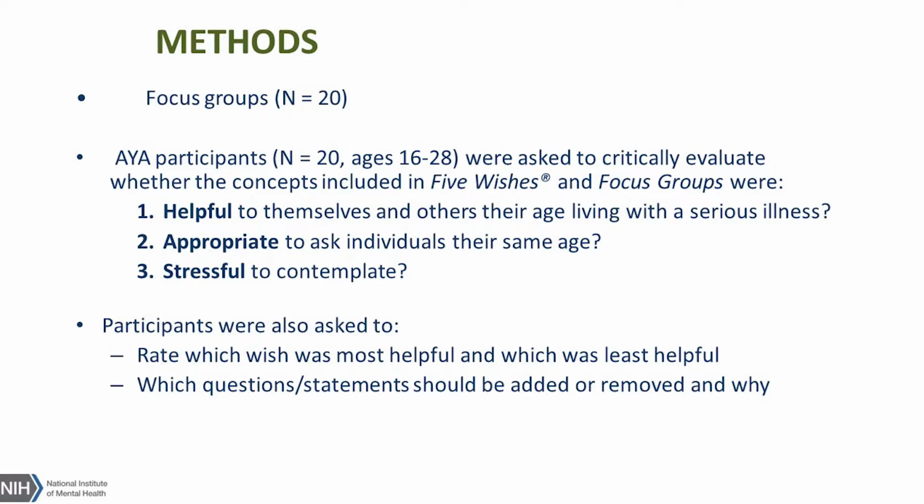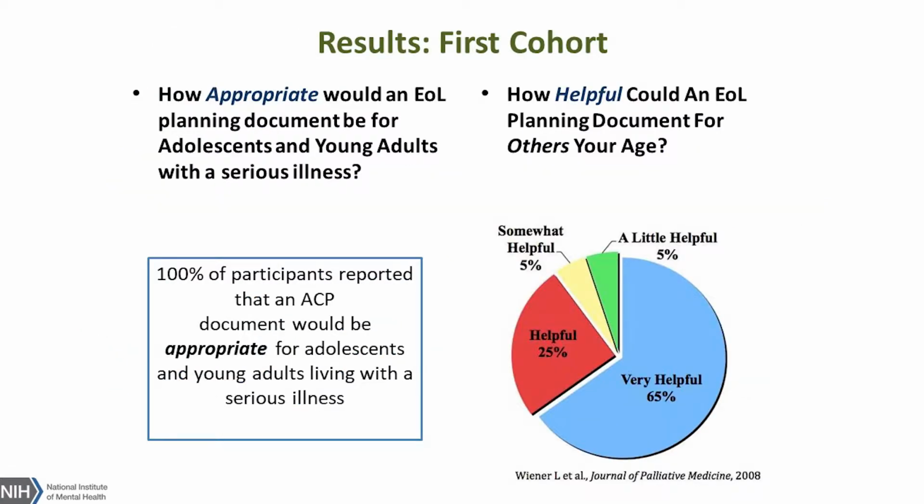So we didn't ask them to fill it out themselves, we just asked them to look at this document and talk about it as if it were for other people. That's how we started. So 100% of them reported it would be appropriate for adolescents and young adults living with a serious illness. And how helpful would it be having such a document for yourself? Most people thought it would be very helpful, and a few thought it wouldn't be helpful.